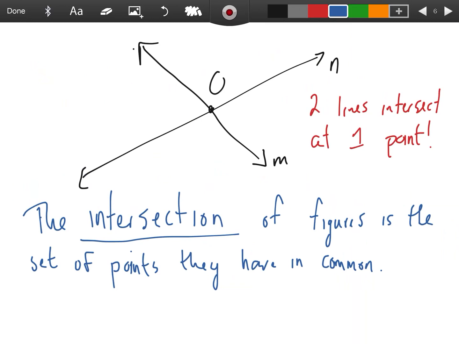So up here you can see I drew 2 lines. They cross over at exactly 1 point. So if we have an intersection of 2 different lines, it's just going to be 1 point as long as they do intersect. So 2 lines intersect at 1 point. Here we could say line M and line N intersect at point O.